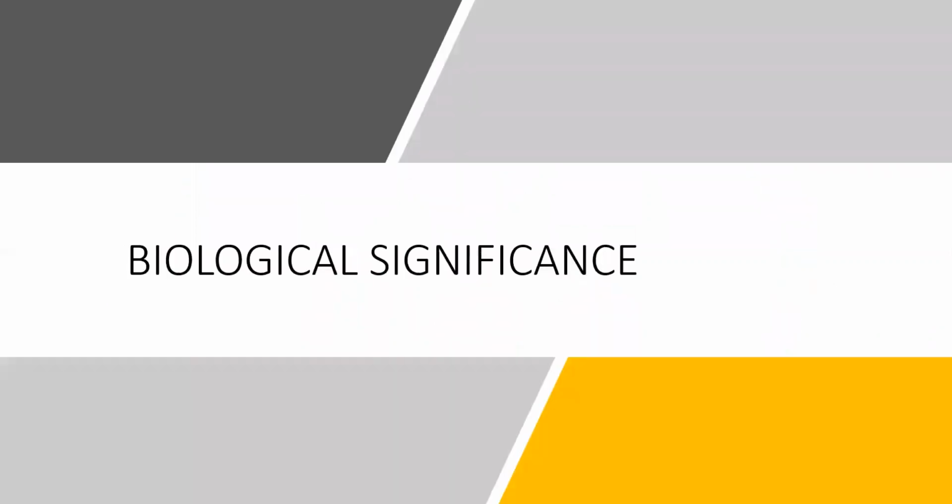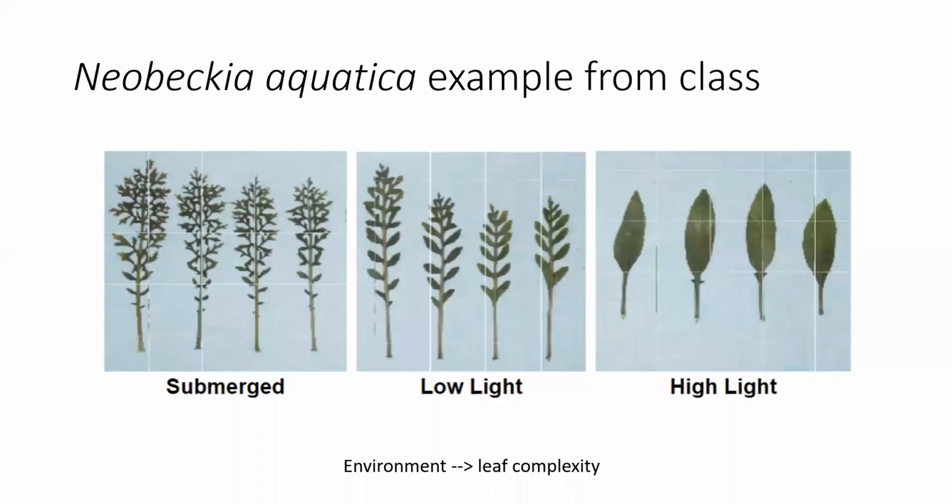Next, we're going to discuss the biological significance of compound leaf development. As we've been discussing in class all quarter, nothing occurs in plant biology without a good reason. You might recall the example of Neobeckia aquatica from class earlier this quarter. Different environmental conditions can cause the exact same plant to have different degrees of leaf complexity. The leaves highlighted are simple leaves, whereas the submerged leaves are highly compounded.